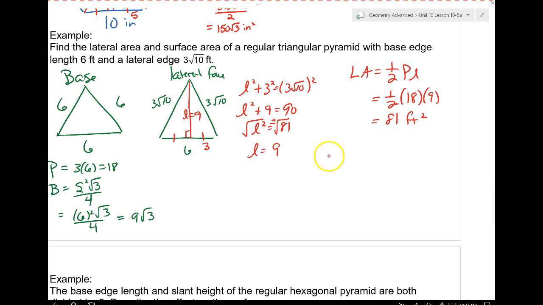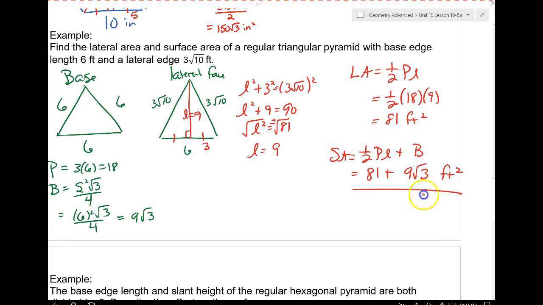Surface area is just your lateral area plus the area of the base. So 81 plus, well, the area of the base was 9 root 3. Guys, can I combine those at all? I'm not lying. Every year I'll have someone tell me that's 90 root 3 when it's not. Those are not like terms because of the radical. You should just sit there and label it right now because everything's in simplest form. That should be in squared feet, right here and here. Surface area and lateral area.